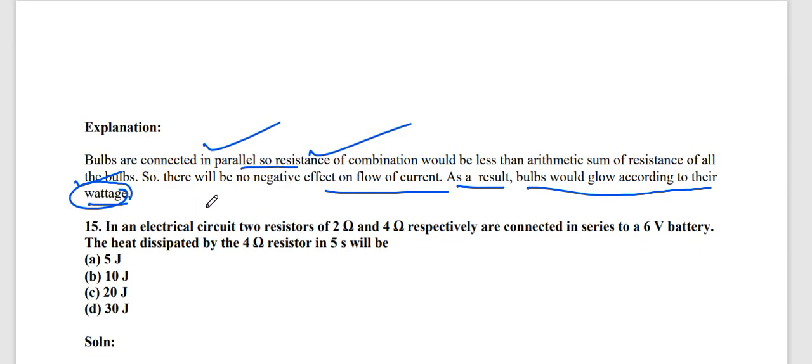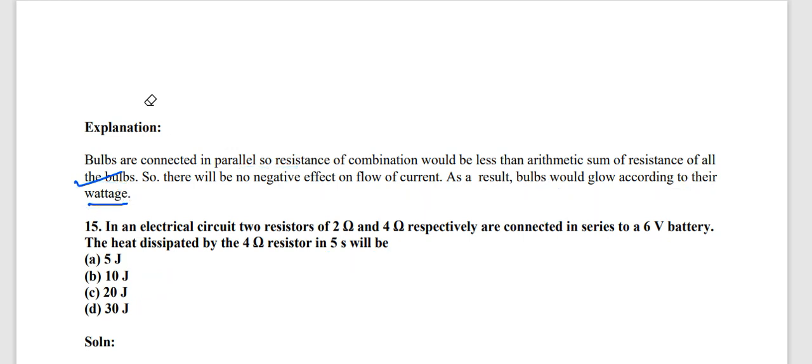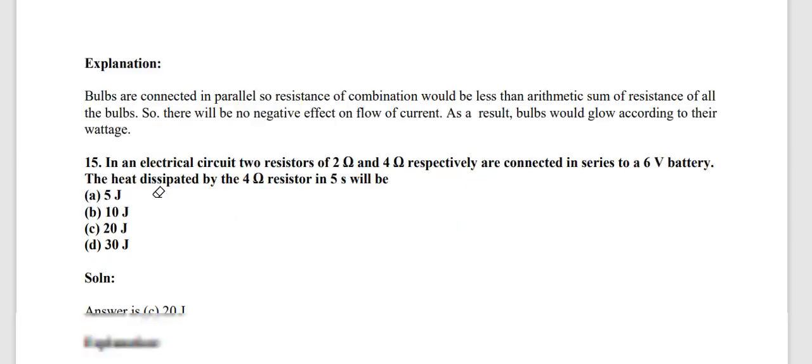And in an electric circuit, two resistors, 2 ohm and 4 ohm, are connected in series to a 6-volt battery. The heat dissipated by the 4 ohm resistor in 5 seconds will be what? 5 joule, 10 joule, 20 joule, 30 joule. So let's see and recall the concept which we have learned previously. Now we go through option C, 20 joule. How? You see now.